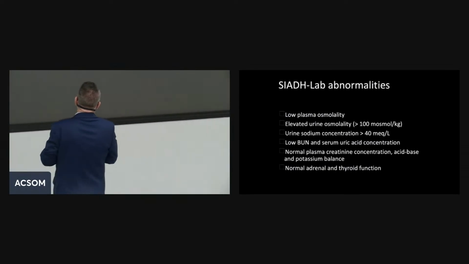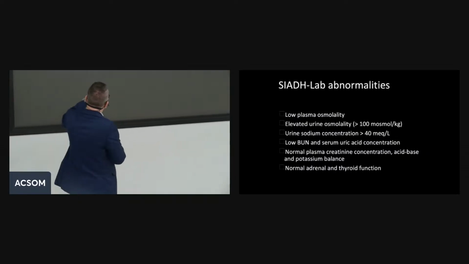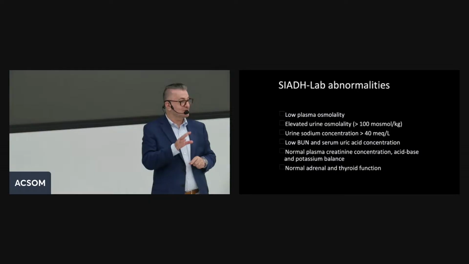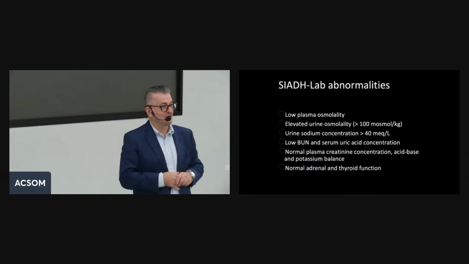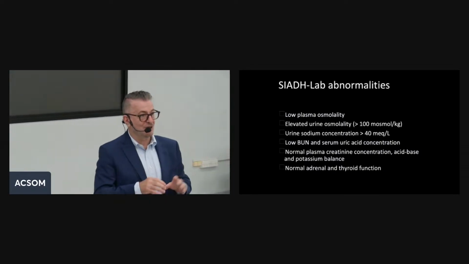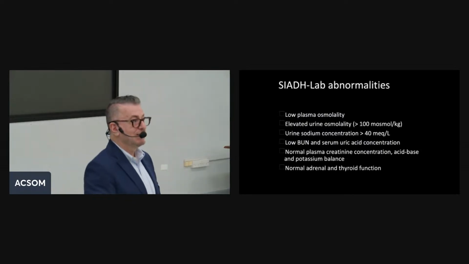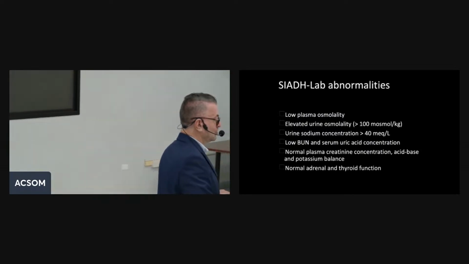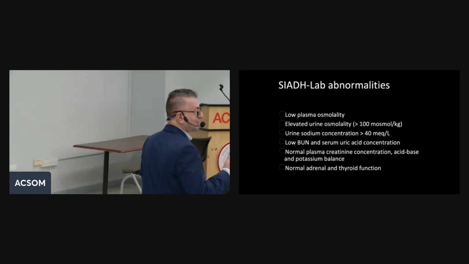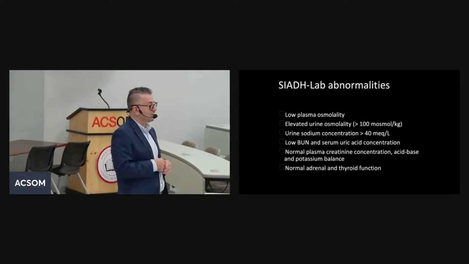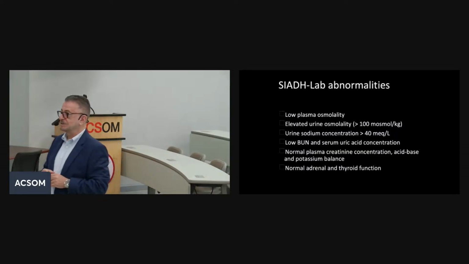The way I figure out that somebody has SIADH, you look at their BUN and uric acid, which are very, very low. This is very characteristic of SIADH for practical purposes. Their BUN and uric acid in general are very, very low. So a BUN of 2, 3, 4, 5 is not uncommon in this patient, which is not common in other types of hyponatremia.